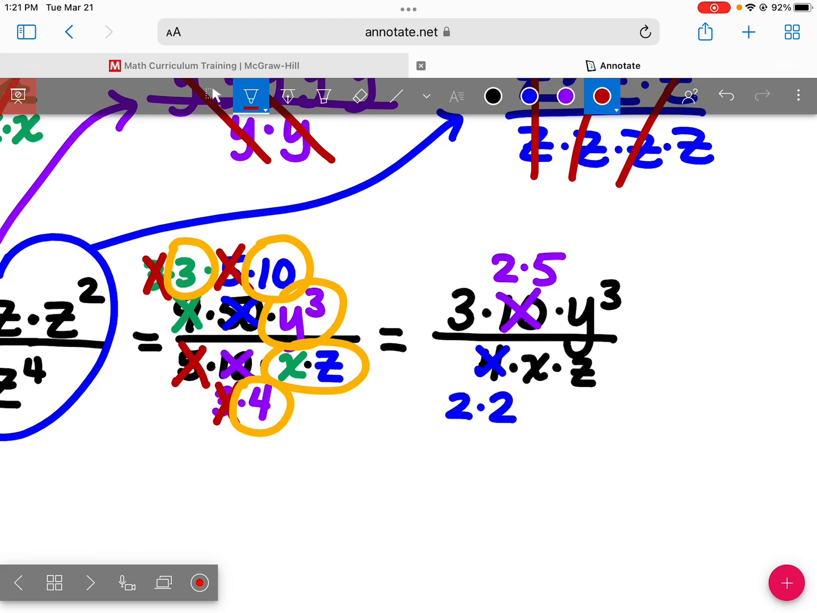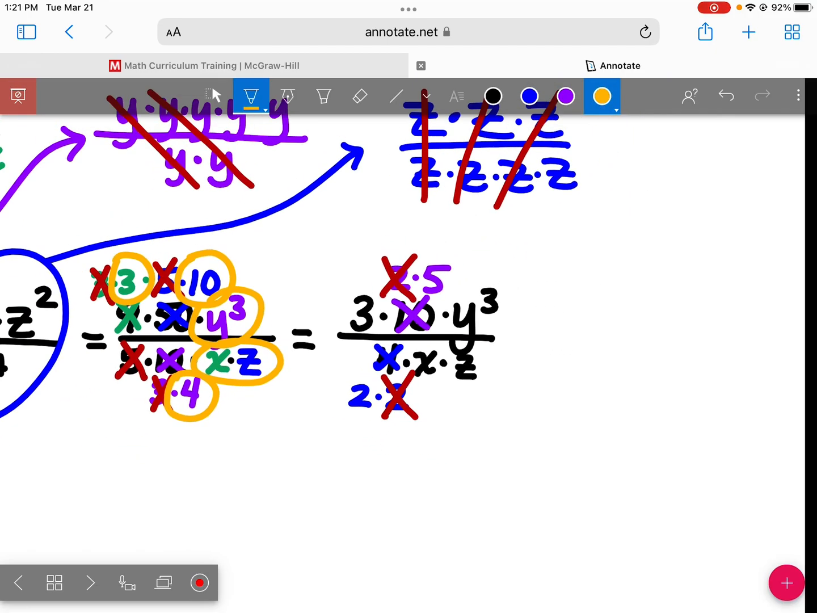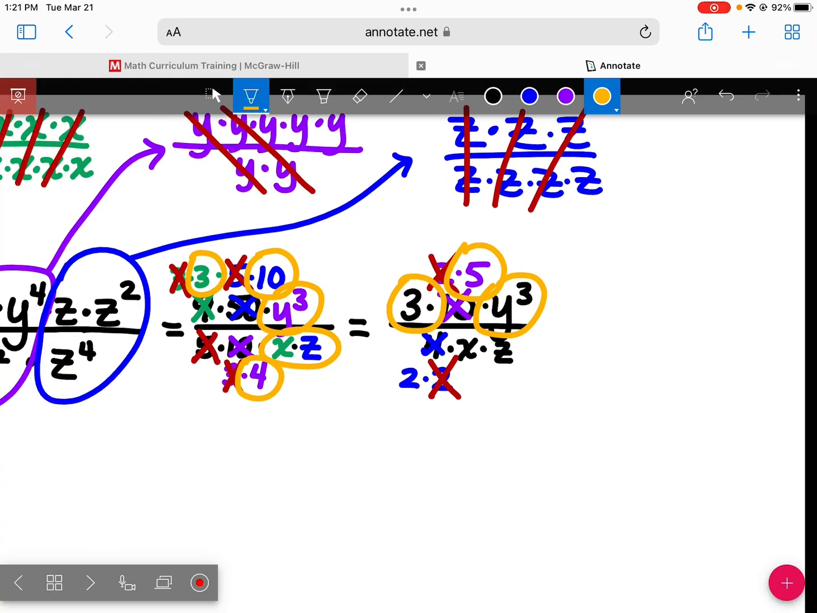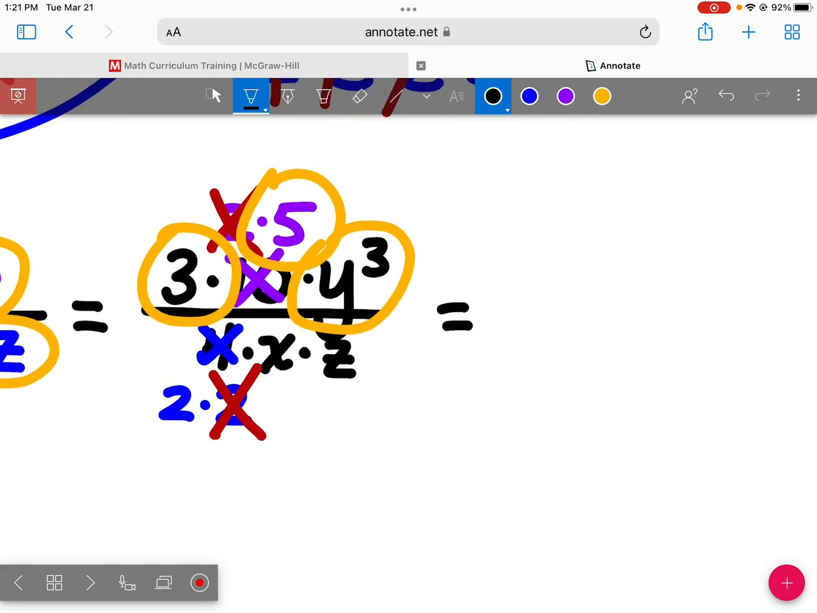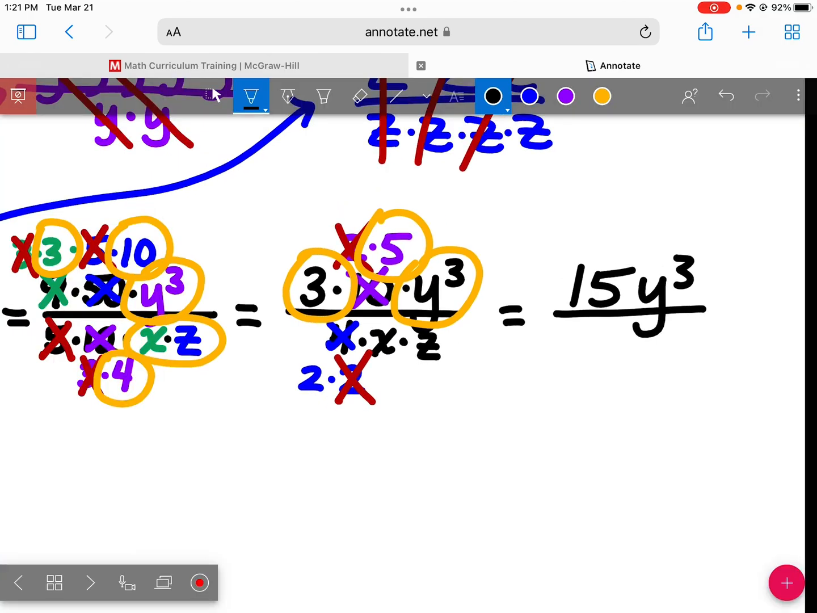So what's going to happen? One of the 2's is going to cancel. What do I still have left in that numerator then? 3, 5, and y cubed. Is there any way that I could rewrite the 3 or the 5? No. So I'm going to multiply the 3 and the 5 together and get what? 15, and then y cubed. What are the pieces that I still have in the denominator?